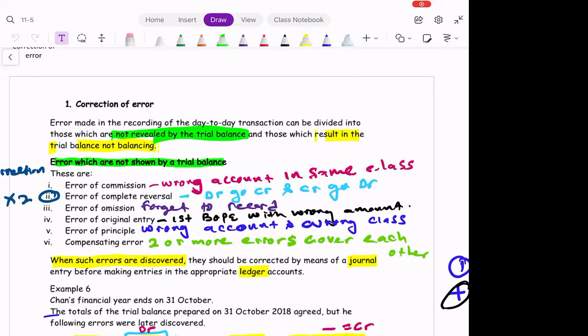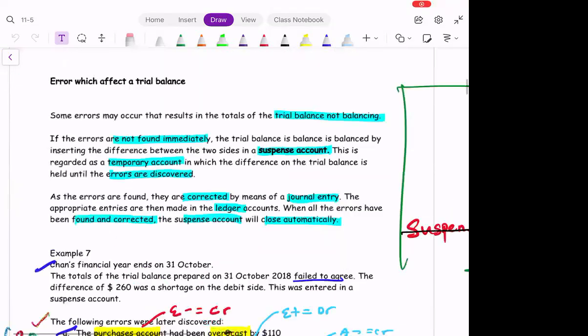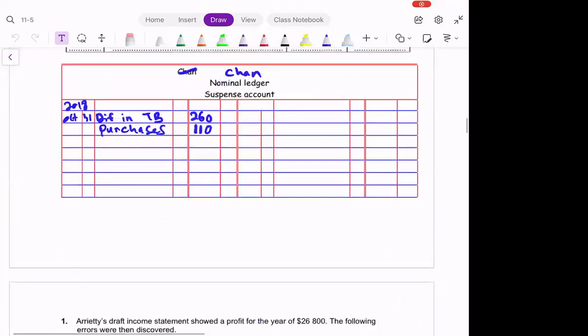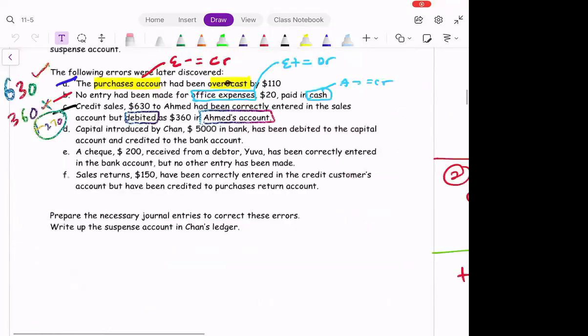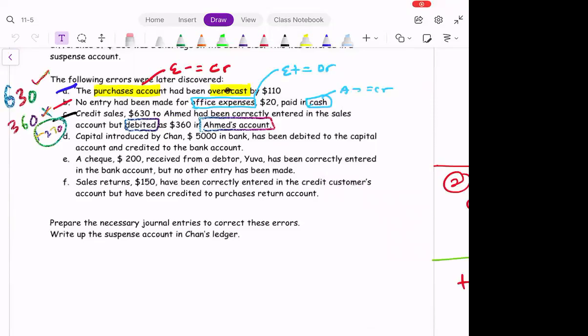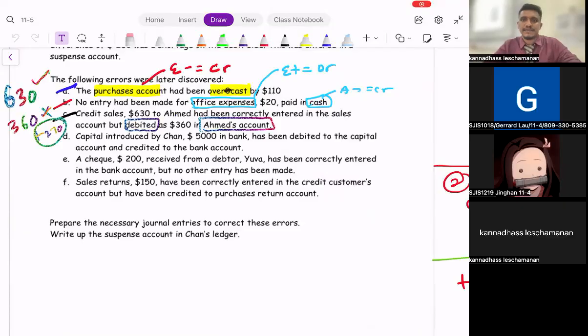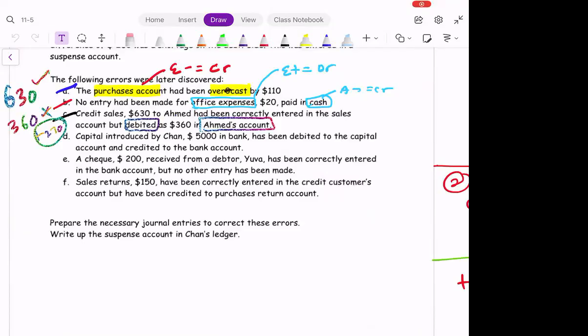Give me 1 minute. Okay, then can you go to page number 2? Question number 1, A, B, C, we already done. Now we are going to do D, E, F. Okay.